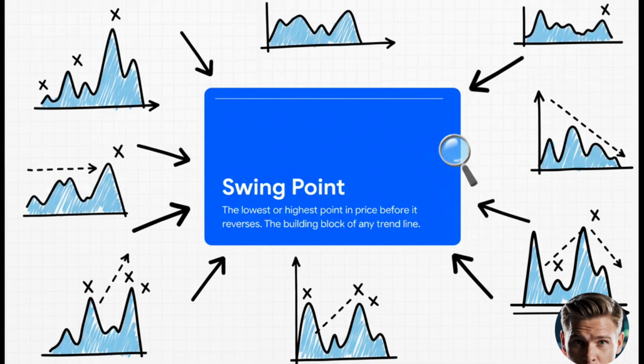It all starts with something called a swing point. Just look for those really obvious turning points on your chart. You know, the peaks and valleys where the price clearly slammed on the brakes and changed direction. These points are our anchors. They are the fundamental building blocks we're going to use to construct our trend line.